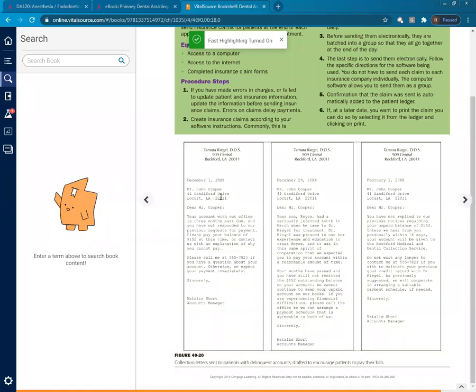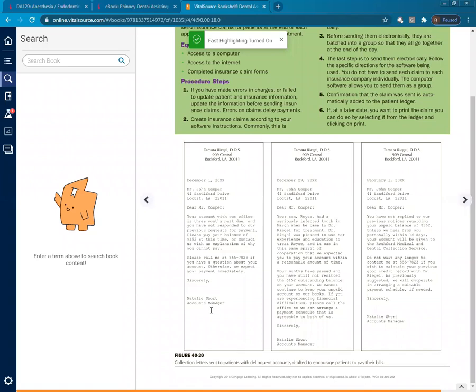Their address. Dear Mr. Cooper, your account with our office is 3 months past due, and you have not responded to our previous request for payment. Please pay your balance of $152 at this time or contact us with an explanation of why you cannot pay. Please call us at whatever if you have a question about your account. Otherwise, we'll expect your payment immediately. Then they sign it as the account manager.